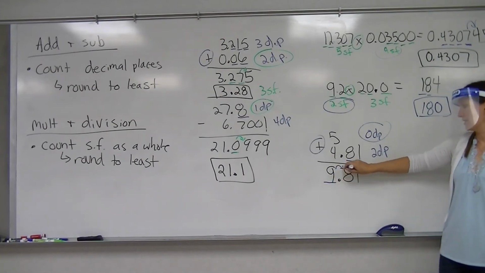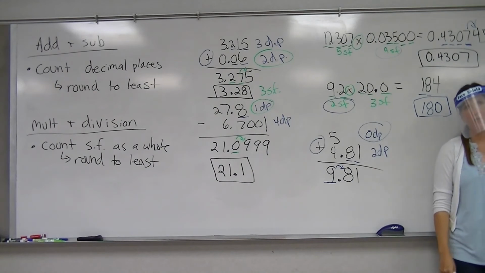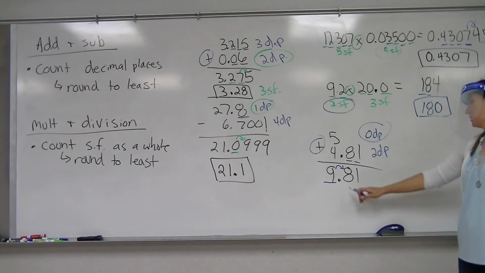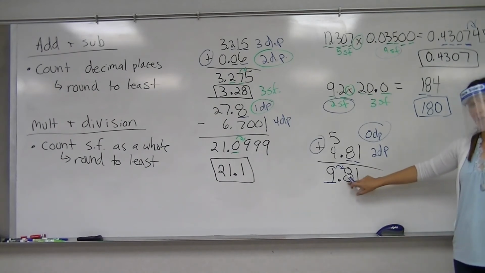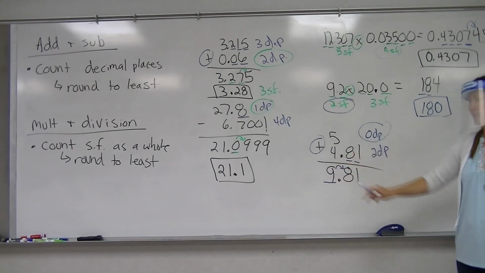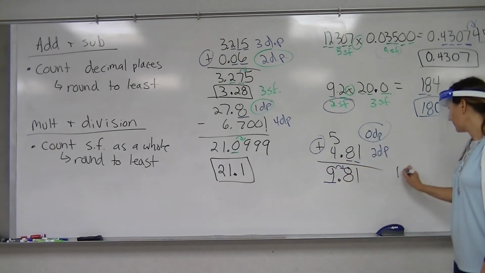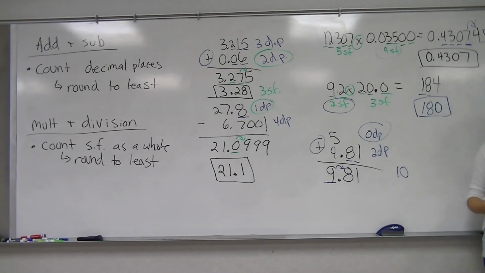Don't forget to look at the number next to it and see, does it stay a 9 or is it going to move up? In this case, 5 or higher, it's an 8. So it's going to round up to 10. So my answer is just going to be 10, no decimal place. There were 0 decimal places here, so we want 0 decimal places in our answer. All right, questions so far? No? Okay.